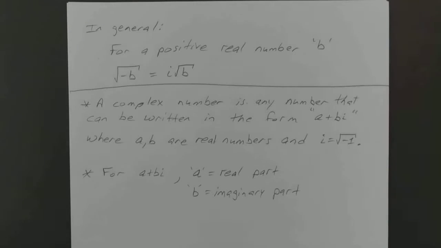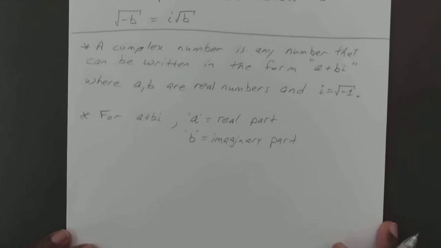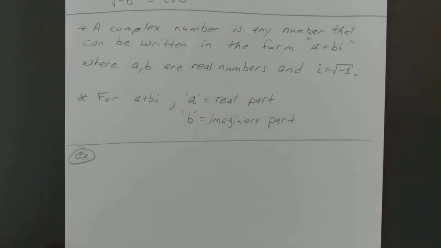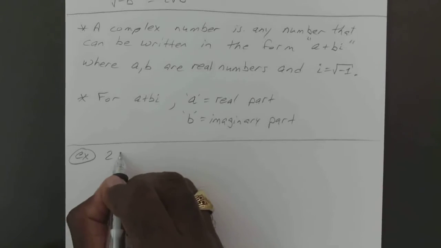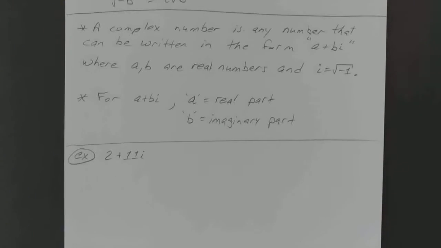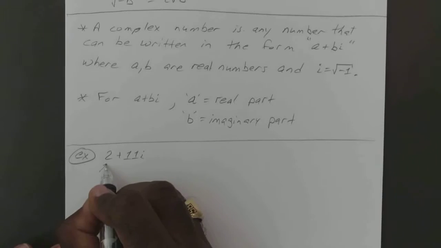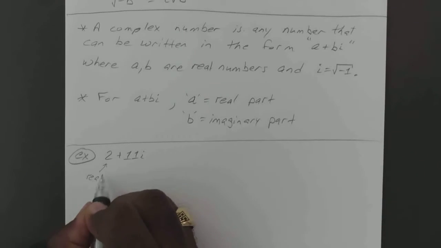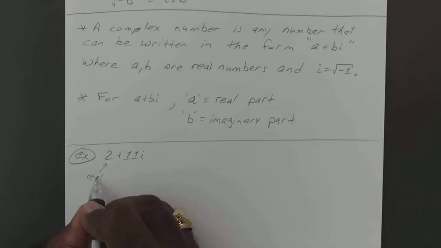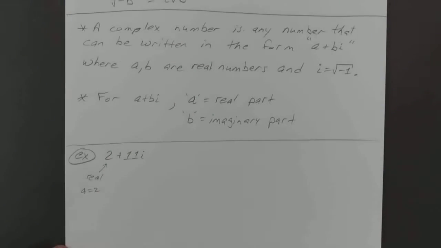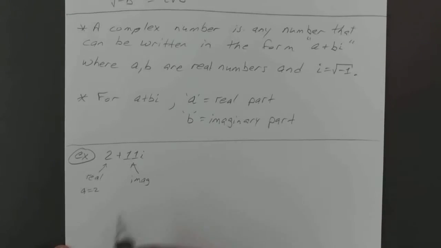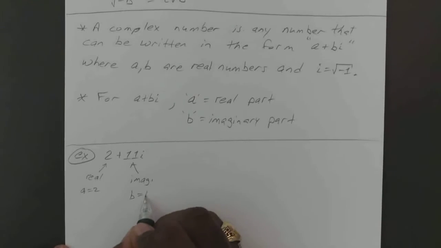Okay, so for example, if we have 2 plus 11i. Okay, your 2 will be your real part. Let me clean that up a little bit. So a would equal 2. And this would be your imaginary part. So your b would equal 11.